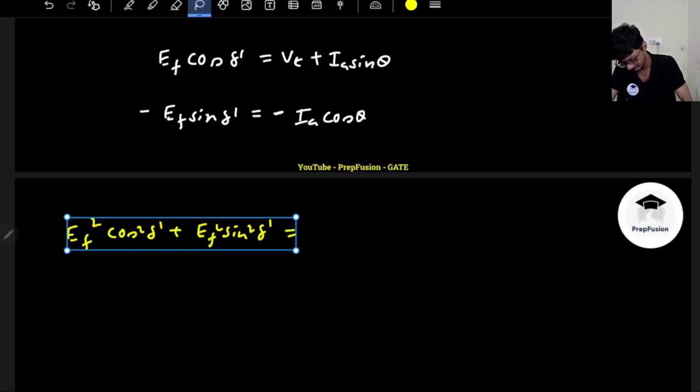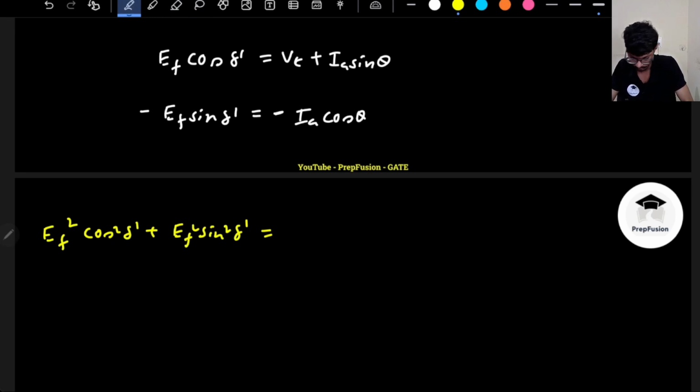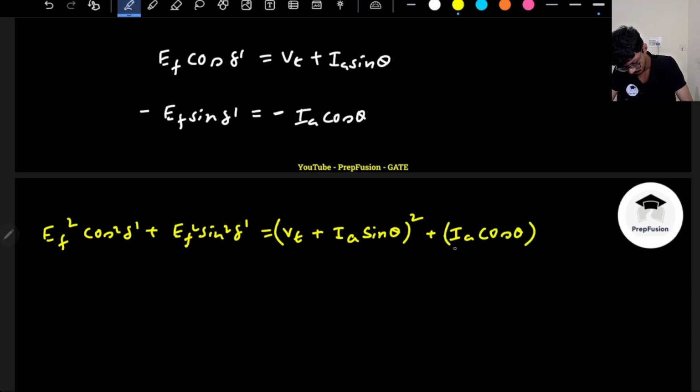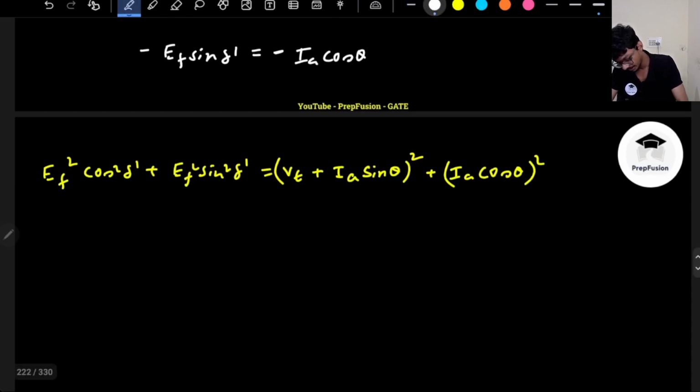This will be equal to (VT plus IA sin theta) whole square plus (IA cos theta) whole square. So from here I can easily find that the left side will become only EF square. I know what EF square is because the excitation has not changed, so EF square will be the same, and this will be equal to VT square.